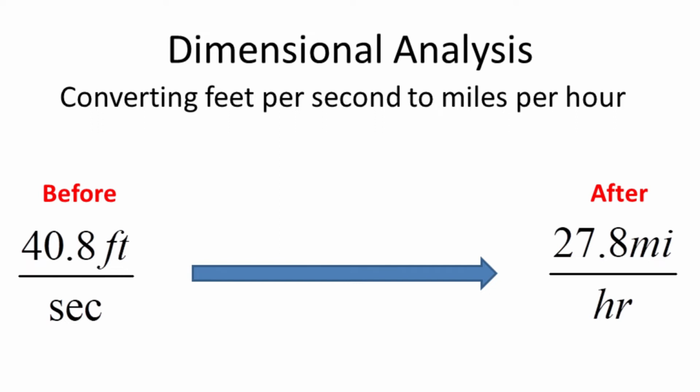How do you get there? Well, what goes in between these two fractions is a series of fractions that we call forms of 1, where the quantity in the numerator is equivalent to the quantity in the denominator. For example, 60 minutes over 1 hour, or 12 inches over 1 foot, or 5,280 feet over 1 mile. These are all what we call forms of 1.